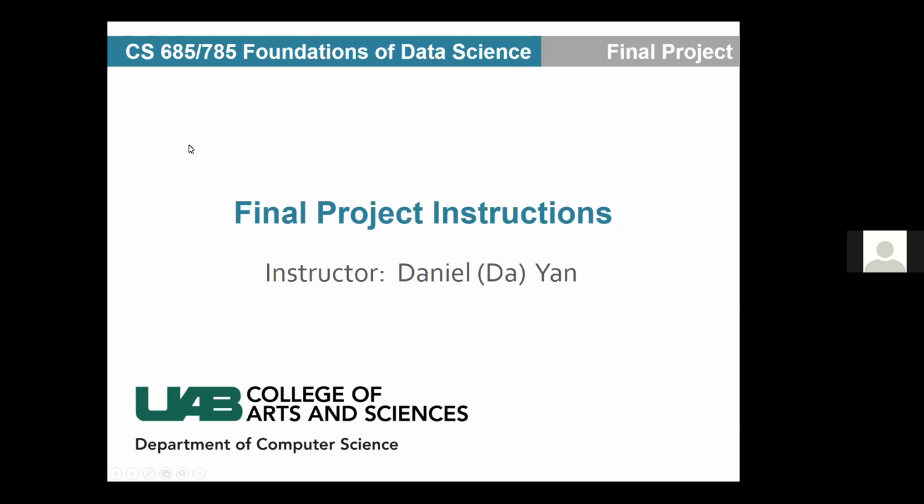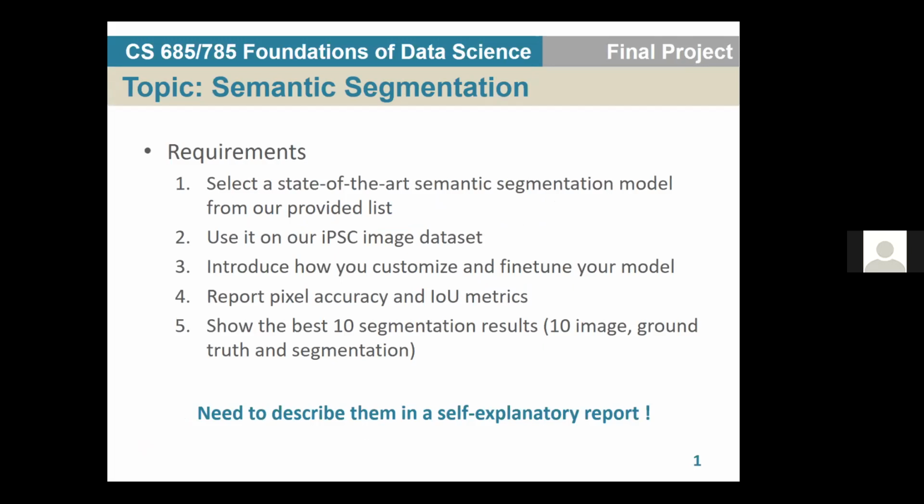Okay, so you remember you did a great job in annotating all those Petri dish images. So now we want to do some segmentation on those images. We want to move this research work forward. So here our job would be, at first, we have to select a state-of-the-art semantic segmentation model from a provided list. And we will use it on the IPSC image dataset that you annotated. And we will check how we can customize and fine tune our model so that it's trained for these IPSC images. And after the training, we have to find out what was the performance and accuracy of our model.